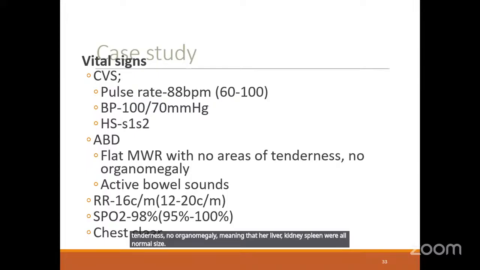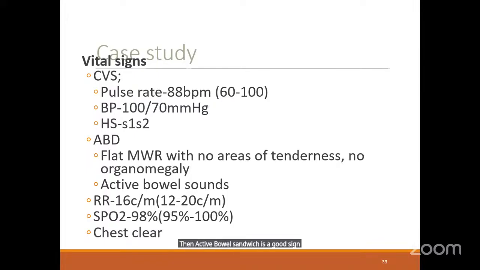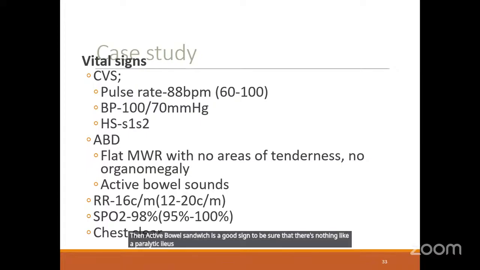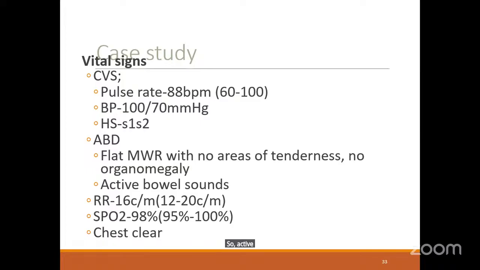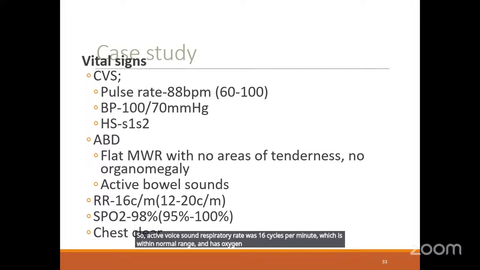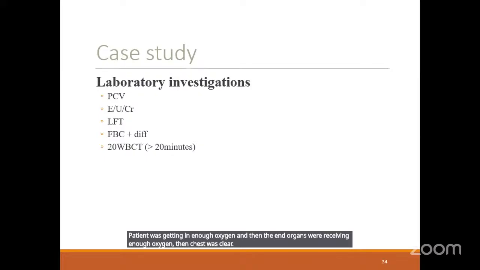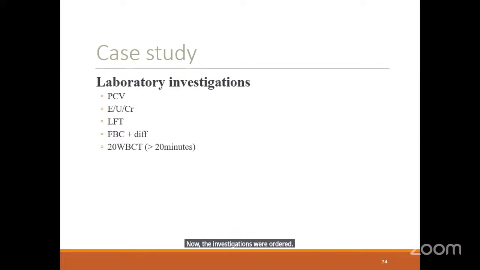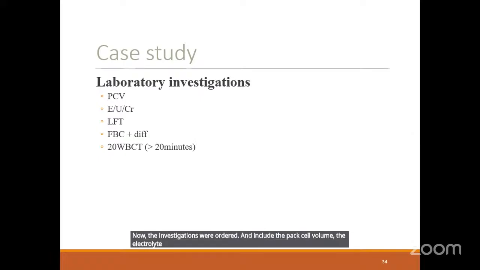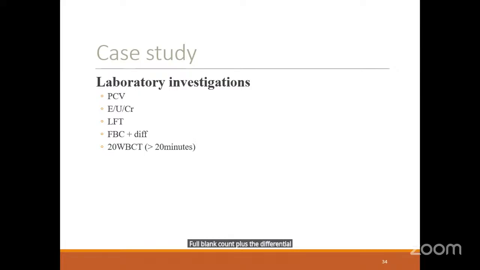Then active bowel sound, which is a good sign, to be sure that there's nothing like a paralytic ileus. Respiratory rate was 16 cycles per minute, which is within normal range, and her oxygen saturation was quite optimal, showing that patient was getting in enough oxygen, and then the end organs were receiving enough oxygen. Then chest was clear. Now the investigations were ordered, and they include the packed cell volume, the electrolyte, urea, creatinine, liver function test, full blood count, plus the differentials, and of course the 20-minute whole blood clotting test.